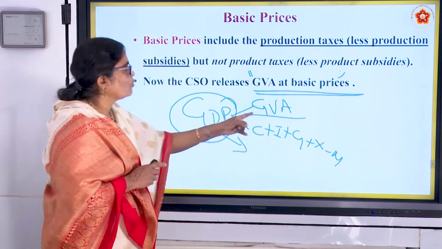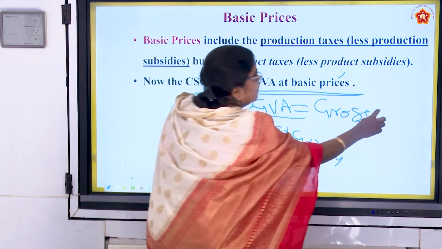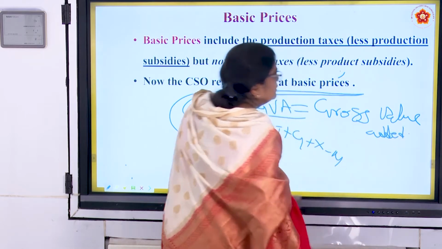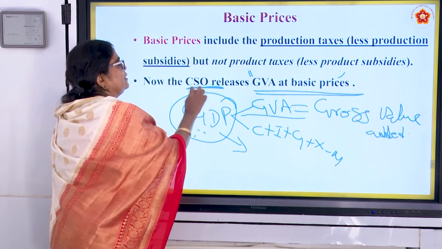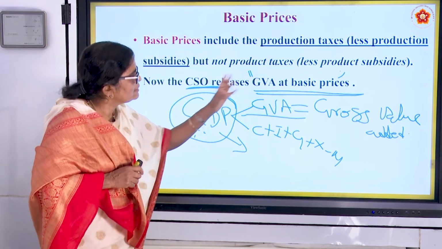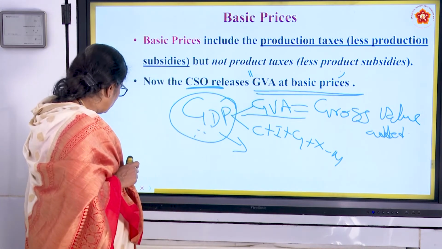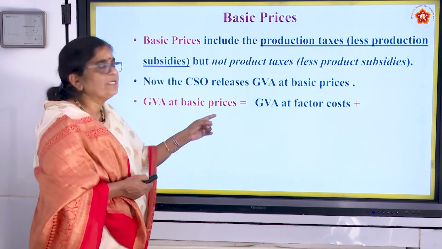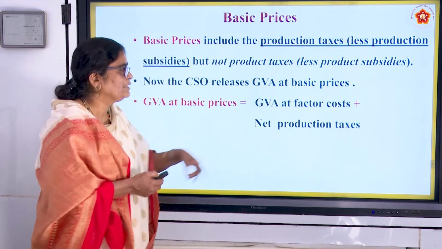What is GVA? Gross value added, or otherwise we say the product method. Gross value added method of measuring GDP. Therefore, nowadays, after 2015, the Central Statistics Office in India releases GDP in the form of GVA, gross value added at basic prices. Then what are basic prices? We will see the next one. Therefore, GVA at basic prices is now GVA at factor cost minus net production taxes.